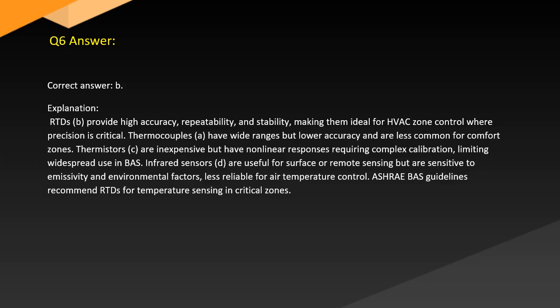Infrared sensors (D) are useful for surface or remote sensing but are sensitive to emissivity and environmental factors, less reliable for air temperature control. ASHRAE BAS guidelines recommend RTDs for temperature sensing in critical zones.